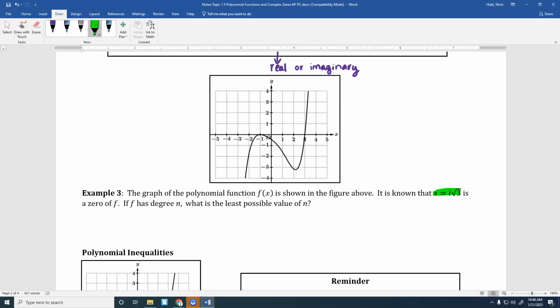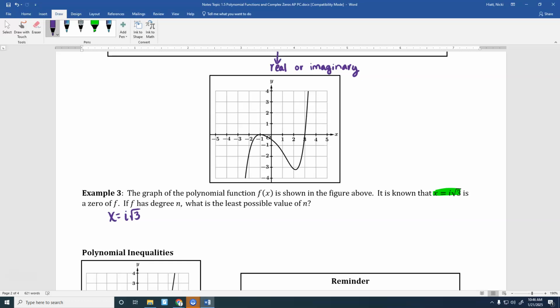And we have to tell what the lowest possible n value is here, and n here is the degree, right? So we need to combine what we're seeing on the graph with the information that they gave us about the complex zeros. So I know for my zeros that x equals I square root of 3 is a 0 because they told me that, right?